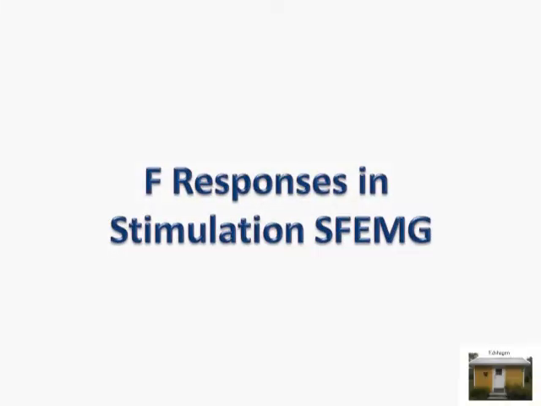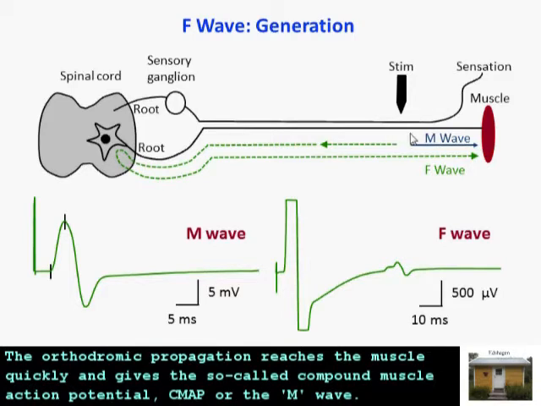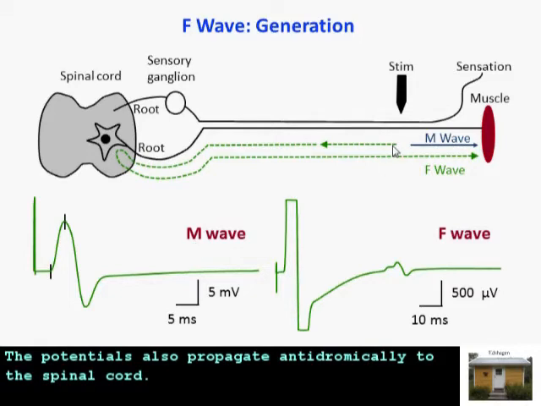F responses in stimulation SFEMG. When the motor nerve is stimulated in conduction studies, nerve fiber action potentials propagate bidirectionally. The orthodromic propagation reaches the muscle quickly and gives the so-called compound muscle action potential, CMAP, or the M wave. The potentials also propagate antidromically to the spinal cord.